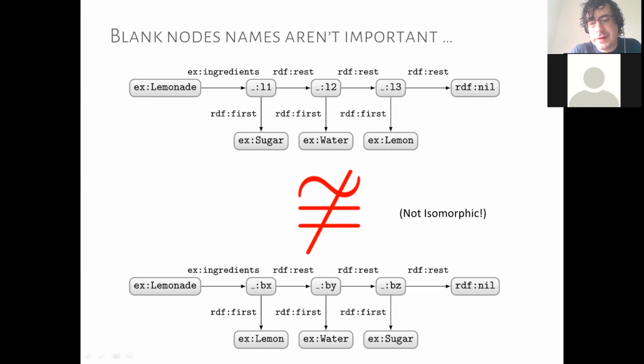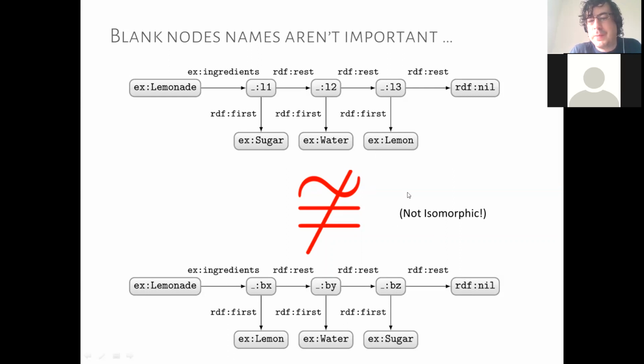So this is isomorphic in this case because we get exactly the same graph. If we were to change, for example, the order of the elements to say lemon, water, sugar, then this is not isomorphic because we can't map the blank nodes here in a one-to-one manner to the blank nodes here to get exactly the same graph. We'll have these elements in a different order.